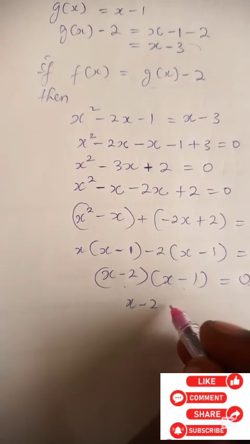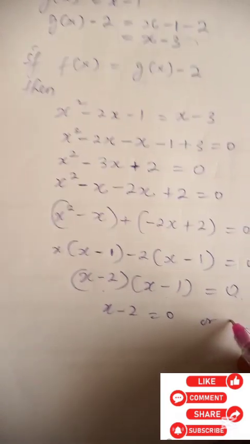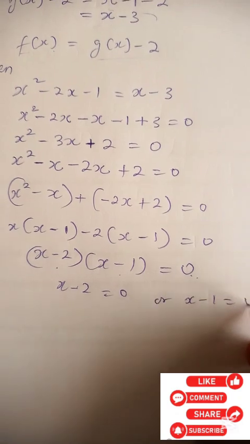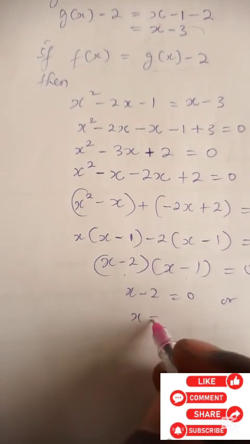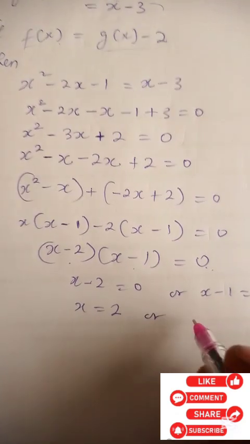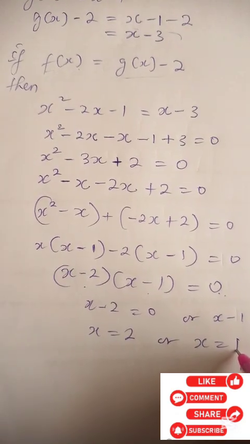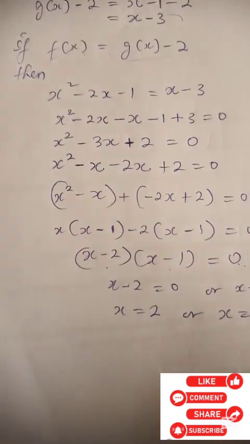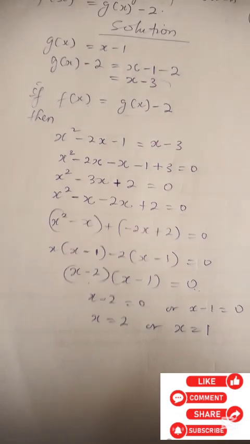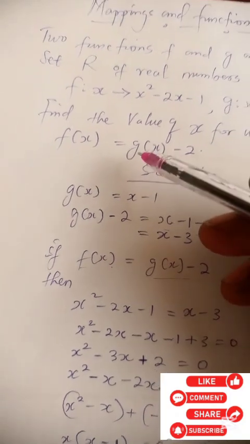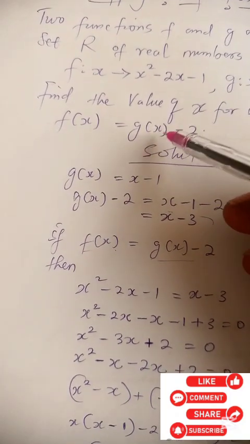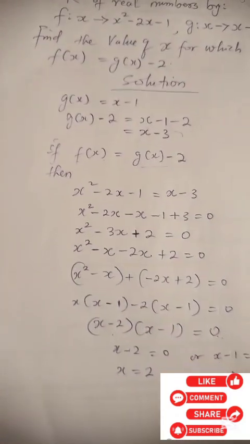Now, in a quadratic equation, this aspect is also equal to 0 as this is equal to 0. So x minus 2 is equal to 0, or x minus 1 is equal to 0. So first, solving this aspect, x is equal to 2, or this aspect, x is equal to 1. So that's the end of our solution. We have found the value of x for which f of x is equal to g of x minus 2, as given.